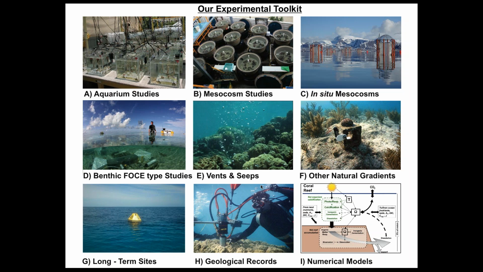People have also done studies looking at natural gradients of pH and temperature and other environmental variables that occur naturally in nature, and people are doing transplant experiments and other studies to try to take advantage of these natural gradients to learn about organism and population and even ecosystem responses to climate change.